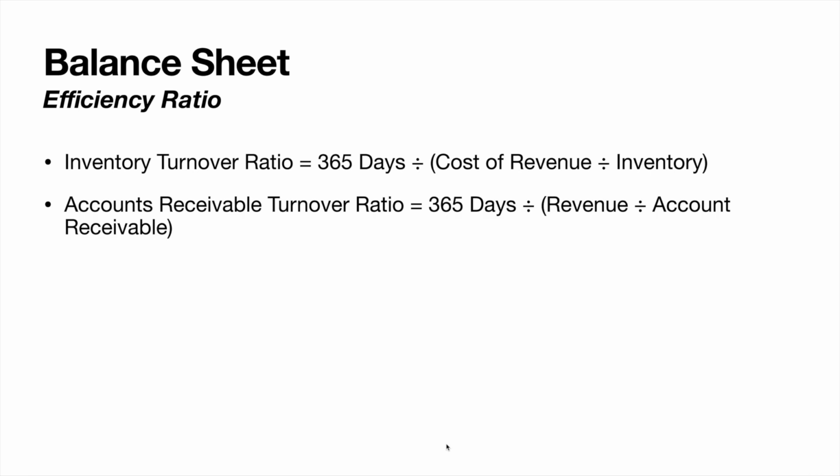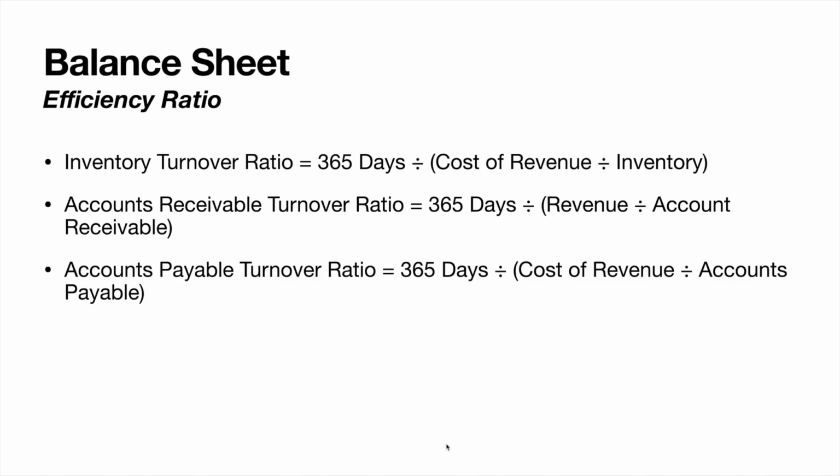Accounts receivable turnover ratio is equal to 365 days divided by revenue divided by accounts receivable. This shows how many days it will take for the company to receive its receivables. Obviously, the shorter the better. Accounts payable turnover ratio is equal to 365 days divided by cost of revenue divided by accounts payable. This ratio shows how many days it takes to pay off its payables. It should be longer than receivable turnover because you want the money coming in before going out.